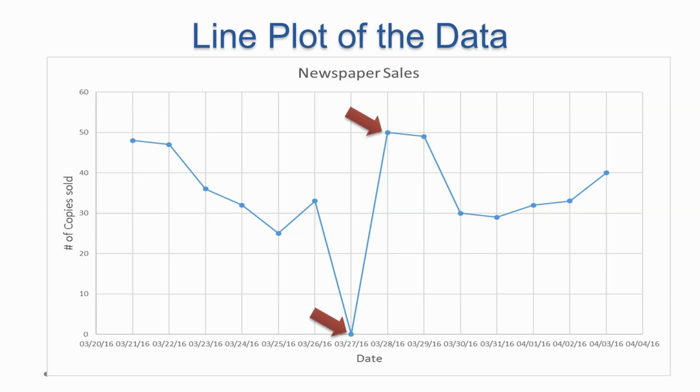So the sales data appear to follow some sort of pattern, right? The value is high initially and gradually decreases in the next few days and then increases again. And the pattern, you can see it repeats itself.